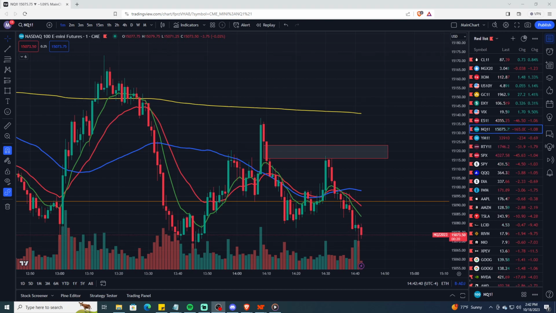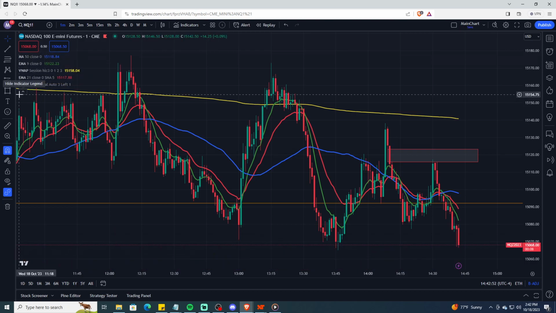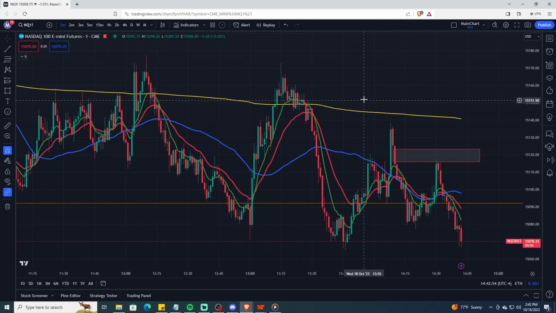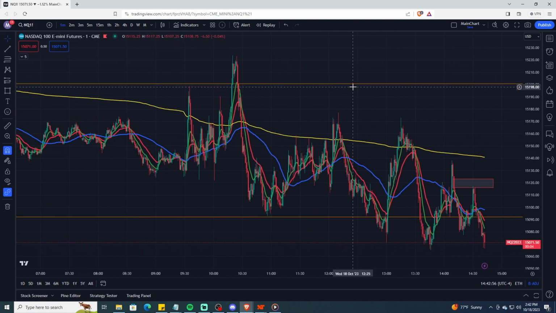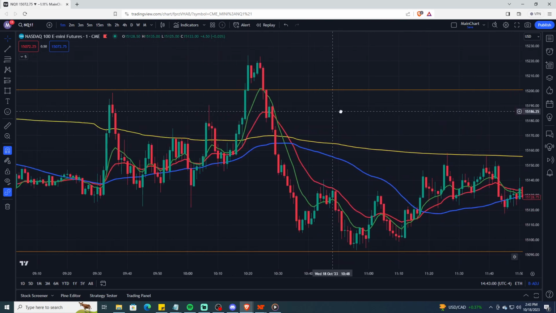So again, I'll show you all the EMA strategy just one more time. So let me make this bigger. I don't really need the volume. So volume gets in the way and it really doesn't matter. You can tell when there's volume by just the size of the candles. That'll give you a good explanation.